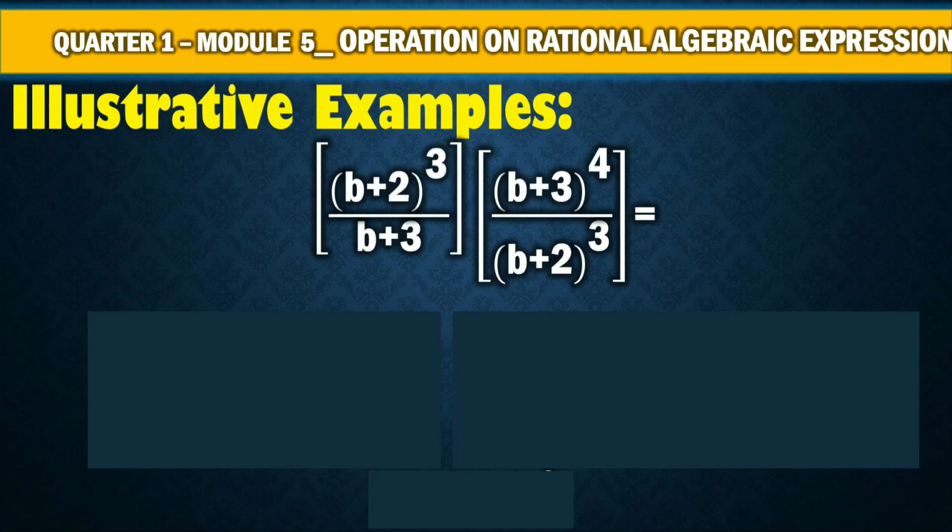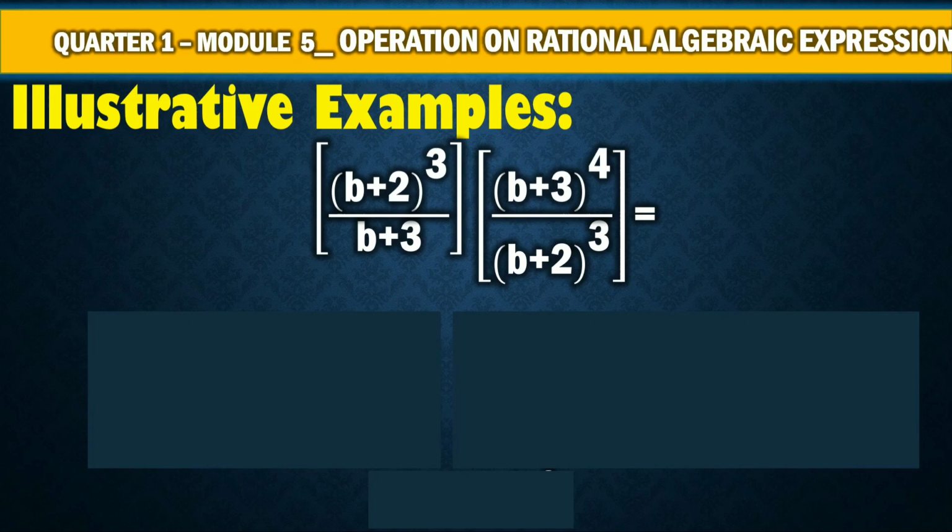So, b plus 2 cubed all over b plus 3 times b plus 3 raised to 4 all over b plus 2 cubed. So, let's note that when we have two expressions in parentheses or brackets, the operation there is multiplication. In high school or junior high school, the symbol x is no longer used as multiplication. In our elementary days, that is what we used. But since we also use the variable x, to remove the confusion, you can use parentheses, brackets, a dot, or an asterisk as a symbol of multiplication.